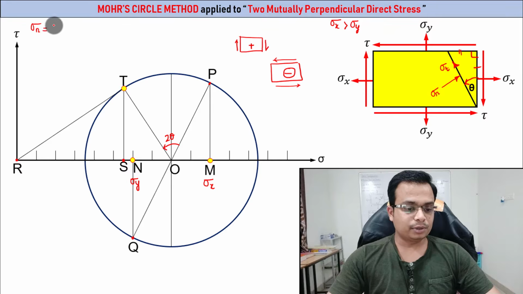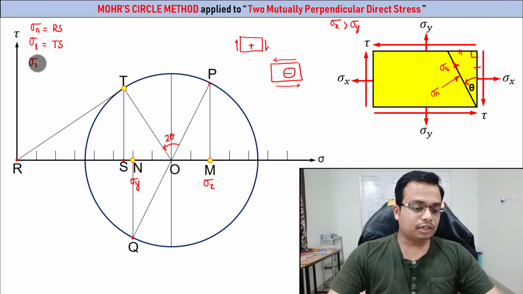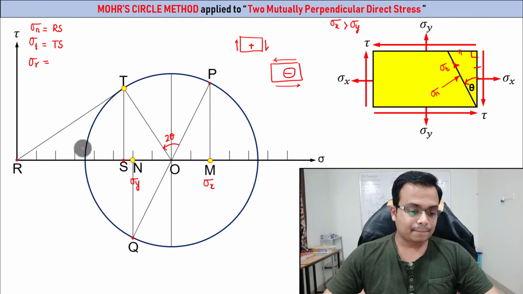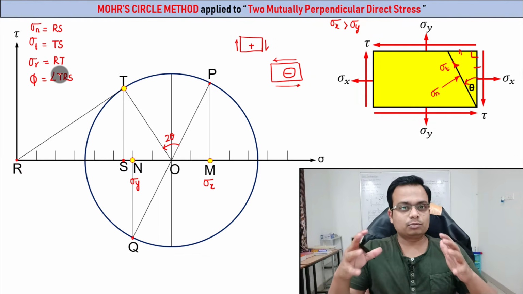So sigma n is going to be equal to RS. Done. Let's say you want the value of sigma t. Sigma t is going to be equal to TS. Let's say you want the value of sigma r, that means the resultant. So the resultant is going to be equal to RT, and the angle the resultant makes with the horizontal is going to be this angle TRS. Angle TRS. So this is how you can analyze this problem.